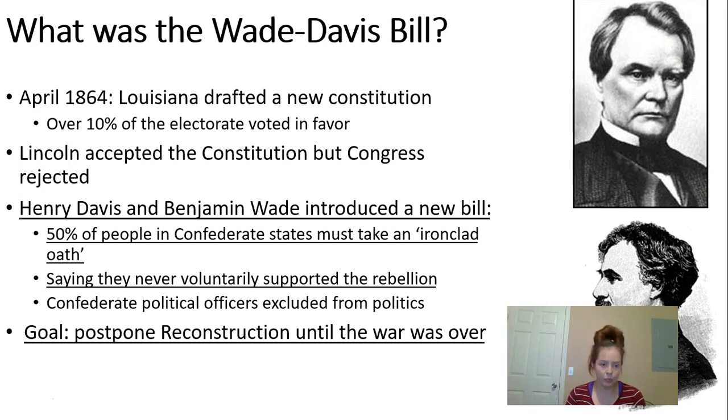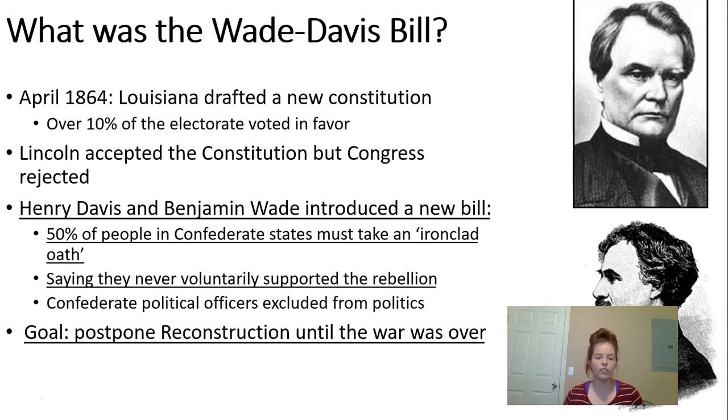With their bill, they decide that we need 50% of people in the Confederate states to take an ironclad oath, which says that they were never voluntarily supporting the rebellion in the first place. So it's kind of like a super oath to Lincoln's oath. Another thing that this added on is that Confederate political officers would be excluded from politics, and so we couldn't have Confederate President Davis come back and take his Secretary of War position that he fulfilled before the Civil War. It's saying if you're involved in Confederate politics, then you're done as far as politics in the United States.